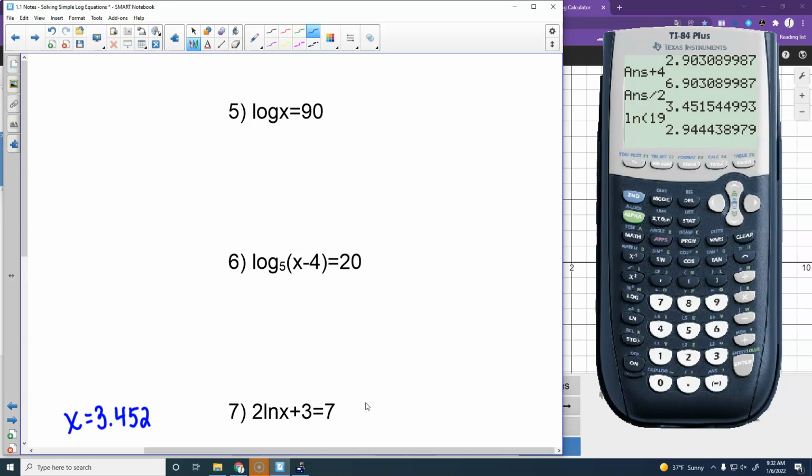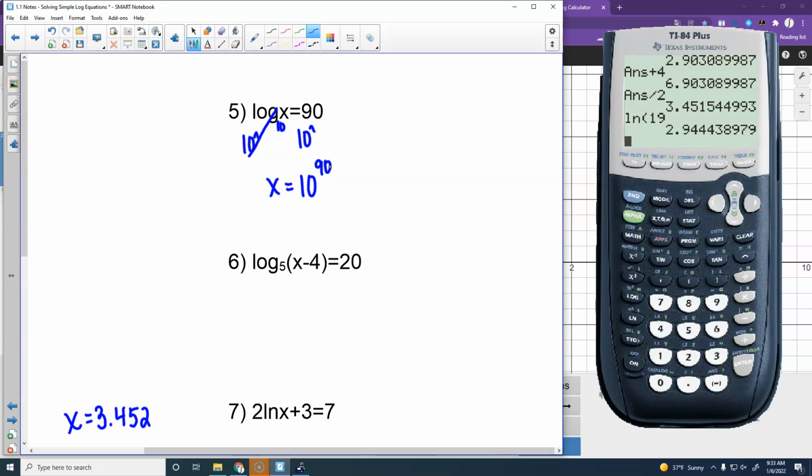Okay, for number 5, I've got log x equals 90. This one does not have a base written, so what is the base? 10. All right, so there's an invisible 10 here for our base. So to get rid of a log with a base of 10, we are going to take 10 and raise it to that power. And that cancels out your log with its base, but not whatever you're taking the log of. So we've got an x left on this side. And then over here, we have 10 to the 90th power. And that would be a 1 with 90 zeros. So we're just going to leave it 10 to the 90th power.